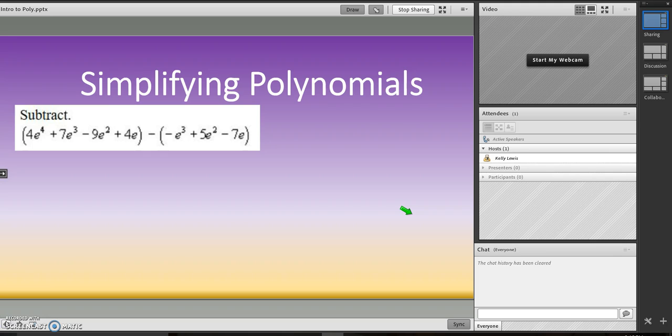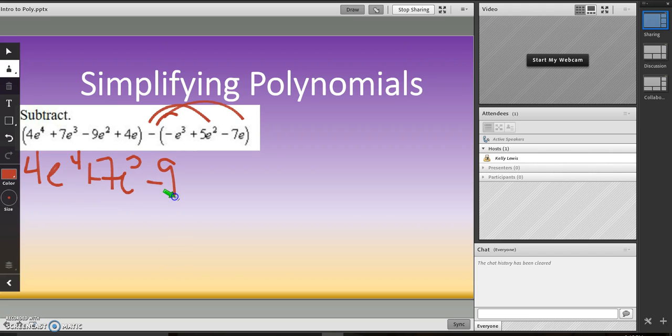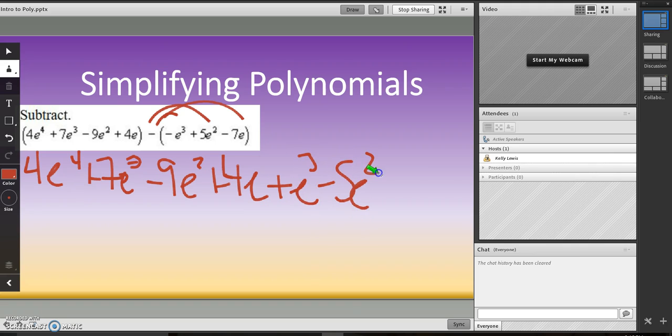All right, I'm watching the time real quick. The video is going to end, it cuts me off. Let's change these signs real quick. 4e to the 4th plus 7e to the 3rd minus 9e squared plus 4e plus e to the 3rd minus 5e squared plus 7e.